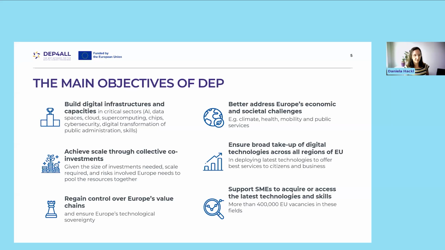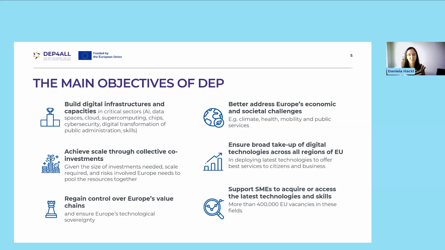What you see on the screen are the 6 main objectives of the Digital Europe program. The program is driven by those objectives, and all of them are contributing to Europe's broad ambition to be strategically autonomous. So first of all, there is to build the digital infrastructure and capacity.